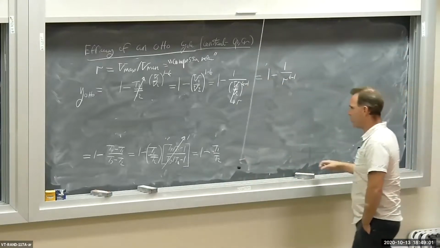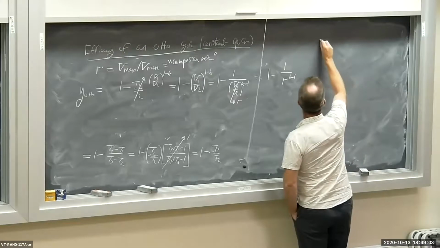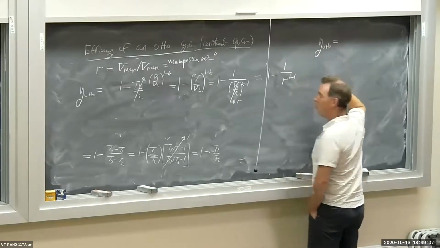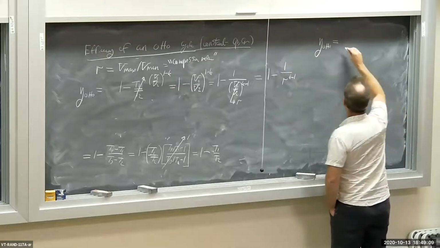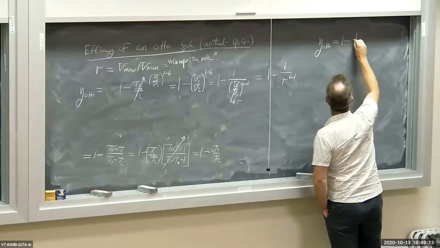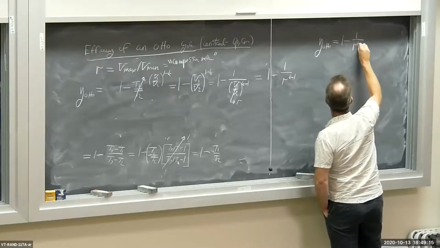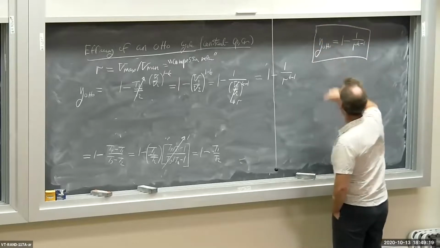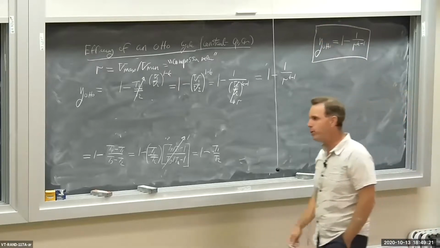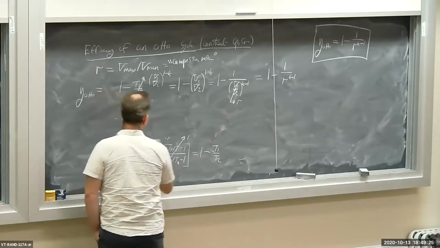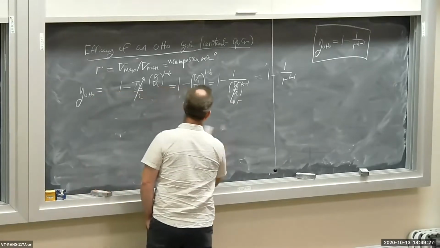So let's write this down here. The efficiency for an Otto cycle, assuming constant specific heats, is a function only of the compression ratio: 1 minus 1 over R, K minus 1. Put a box around that. So the compression ratio is the only thing that dictates the efficiency of the Otto cycle.